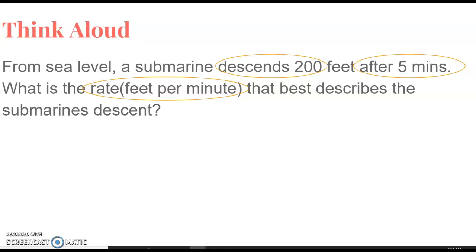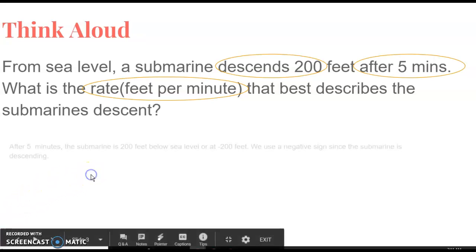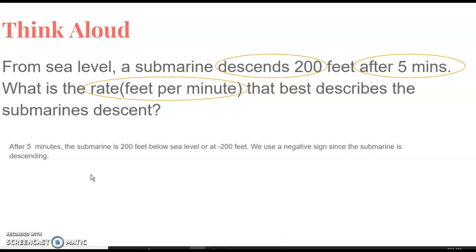So I want to understand how many feet per minute this submarine descended if I know after 5 minutes it descended negative 200. So the first thing I want to do is realize that after 5 minutes the submarine's feet below sea level is negative 200 feet. So I want to make sure I use the negative sign to show that the submarine is descending.